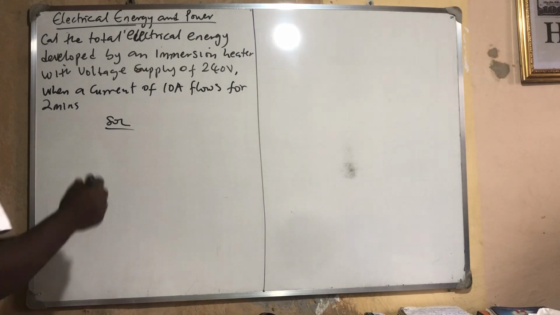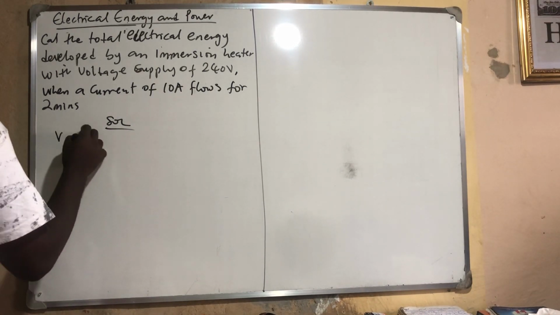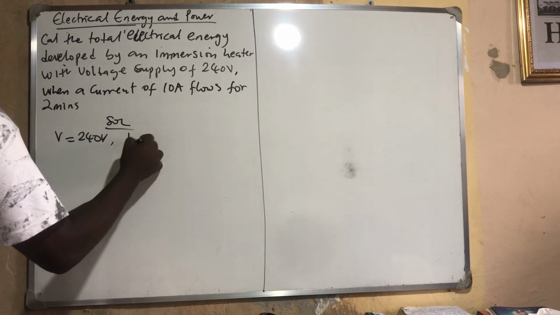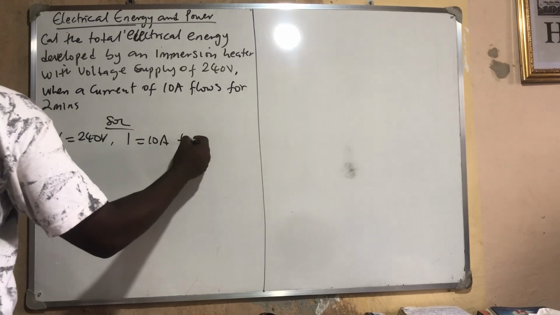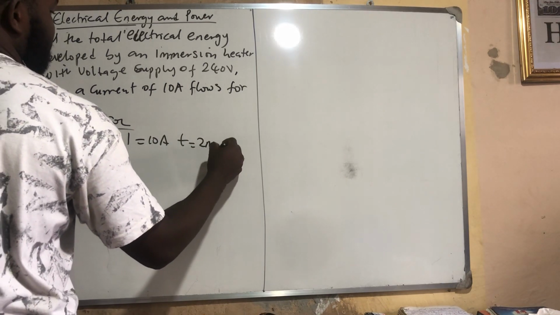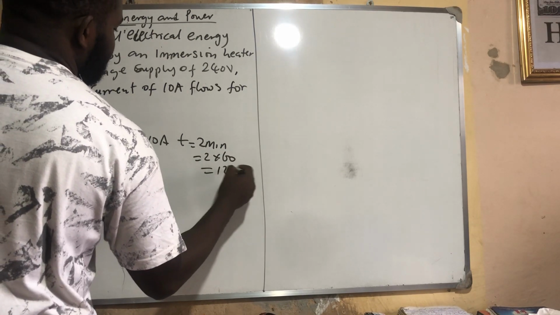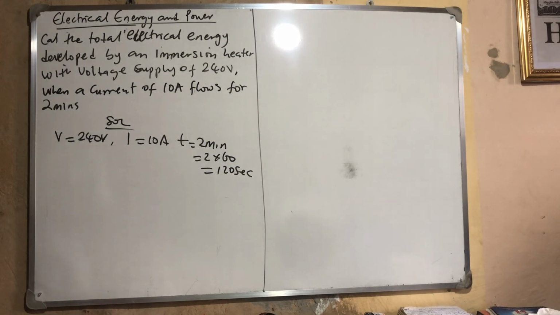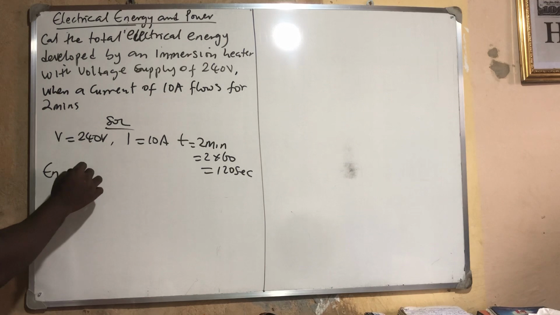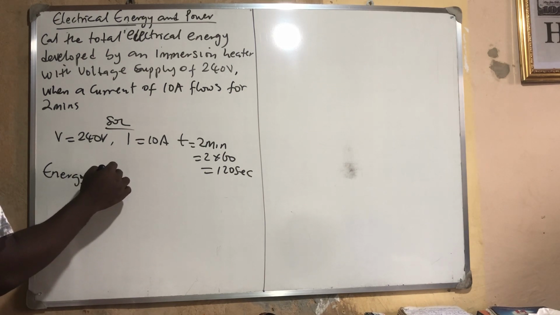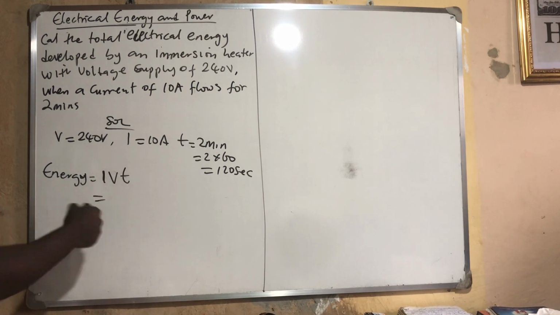Okay, so let us bring out our parameters. They gave us V equal to 240 volts, I equal to 10 amperes, and T is 2 minutes, which is 2 times 60, which is 120 seconds. So don't forget that your energy is equal to VIT, or IVT, or ITV. Anyone.